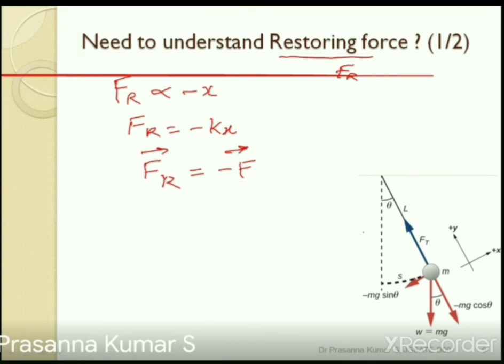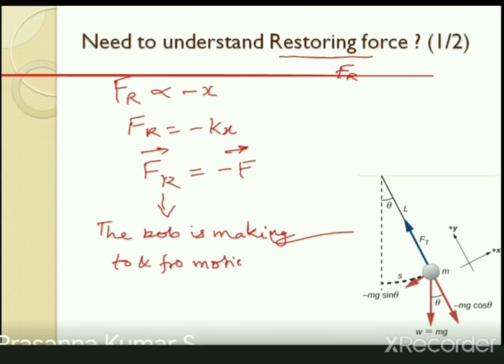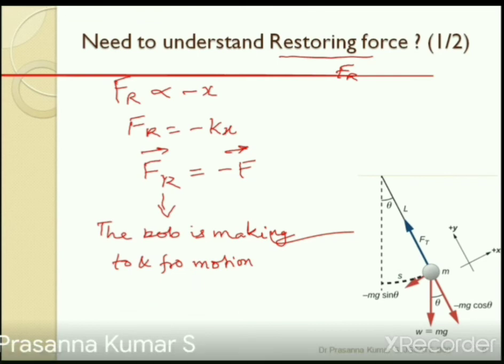Because of Fr, the bob makes to and fro motion. This is Fr.